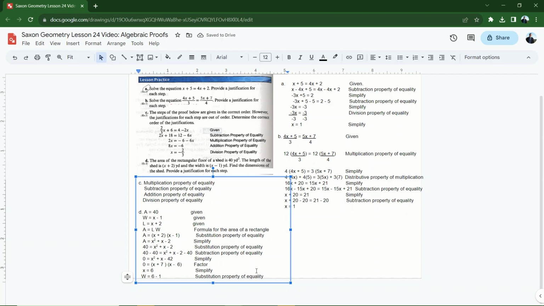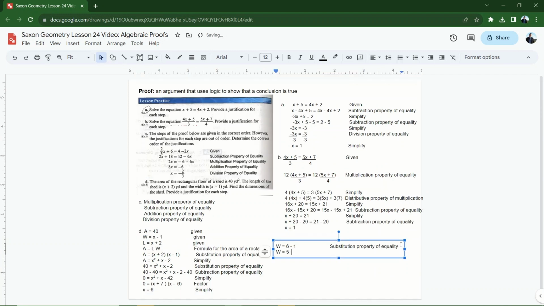Okay, so what does that mean? Width equals 5 is a simplifying step. The length equals 6 plus 2. Okay, so that's a substitution property of equality. And then the length equals 8 is a simplification step. All right, that's how you do it.